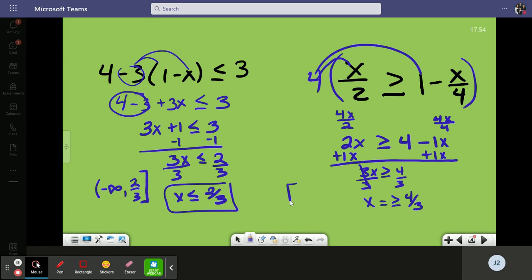Square bracket. Going right. That's what's going to mess me up.